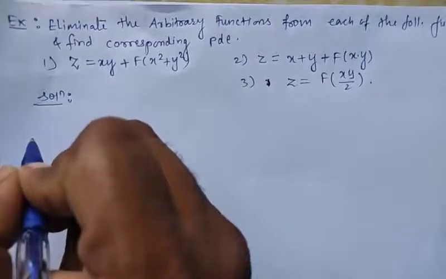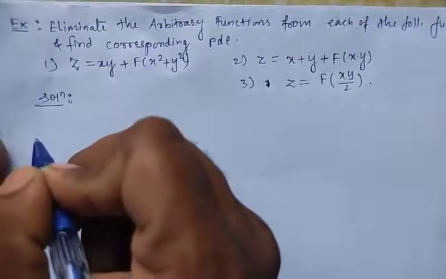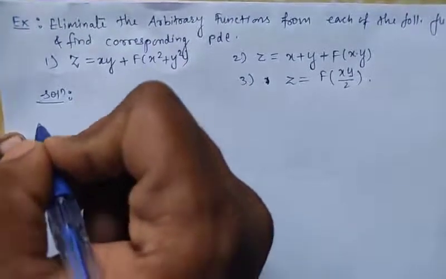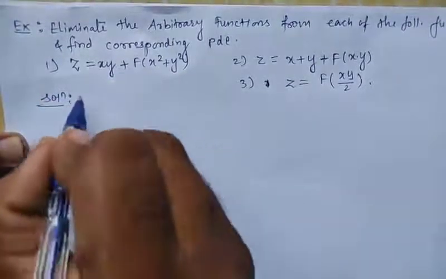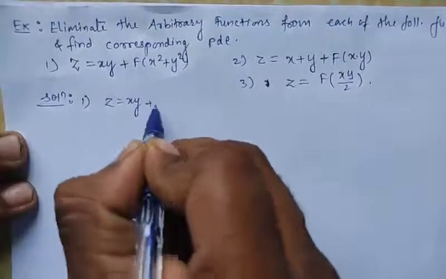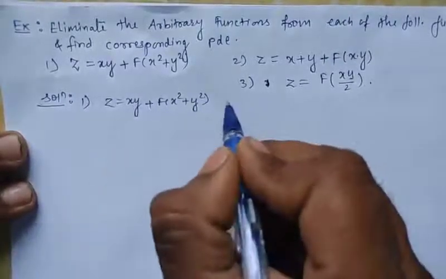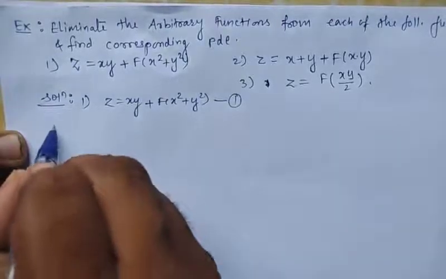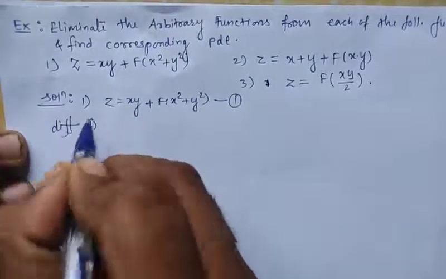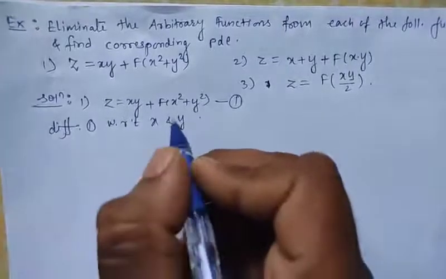So here differentiate these given functions with respect to x and y partially. So first solution is z is equal to x into y plus f of x square plus y square. Okay, so call this as equation number 1. Differentiate 1 with respect to x and y. Then what will we get?